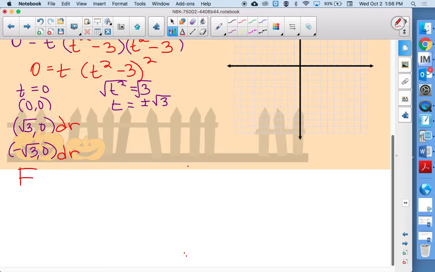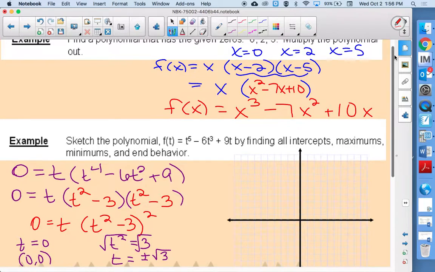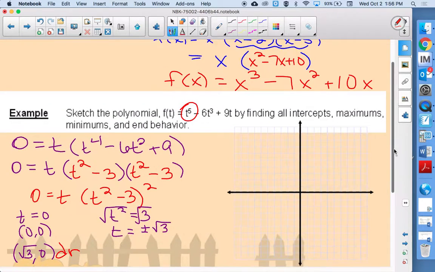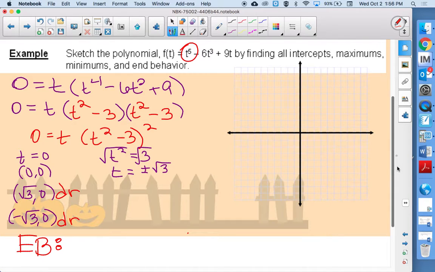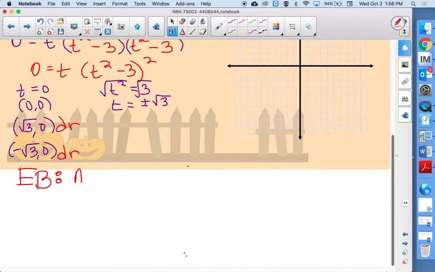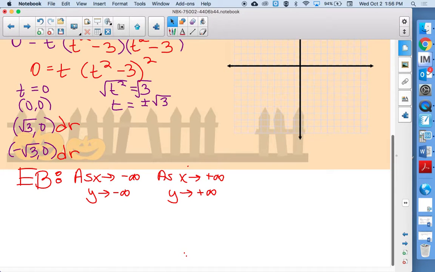End behavior. My largest power is a t to the 5th, and it's positive. So odd and positive. Think about what the graph should look like if it's odd and positive. Kevin, what does the y do on the left side? Goes down. And on the right side? Goes up.